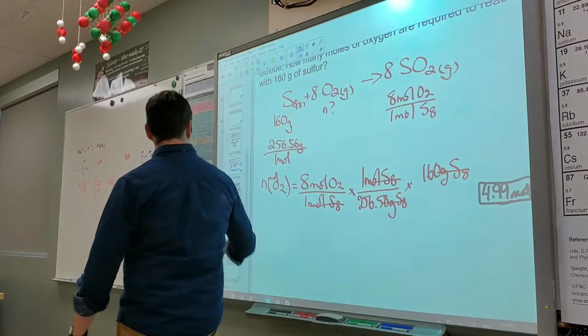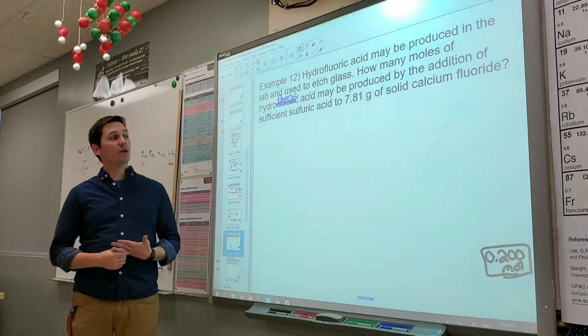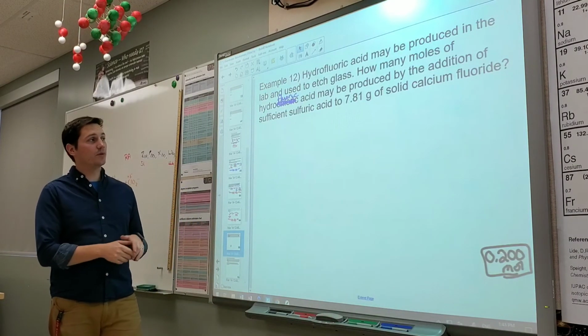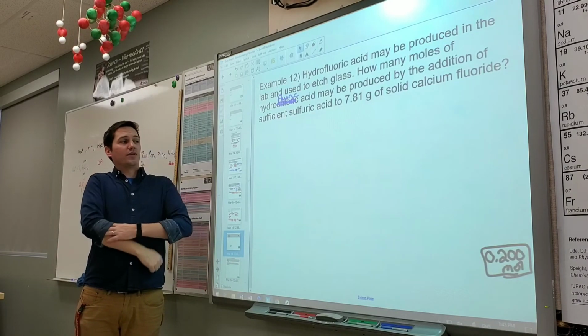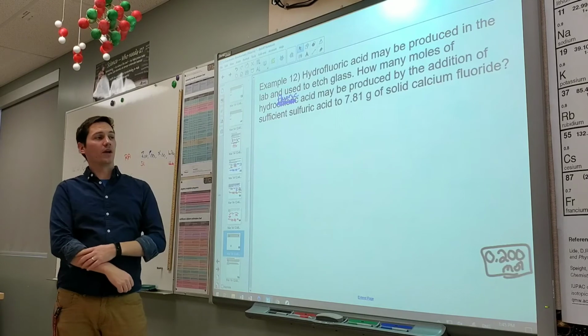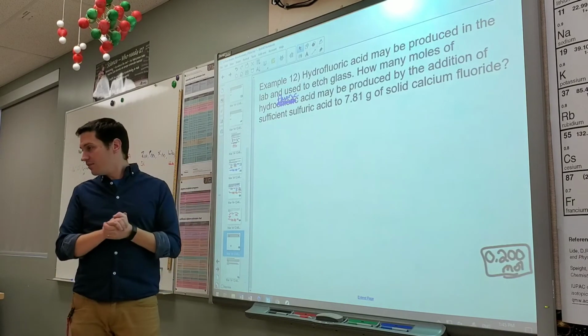No problem. And then the last example: hydrofluoric acid may be produced in the lab and used to etch glass. How many moles of hydrofluoric acid may be produced by the addition of sulfuric acid to 7.81 grams of solid calcium fluoride? This is pretty straightforward.